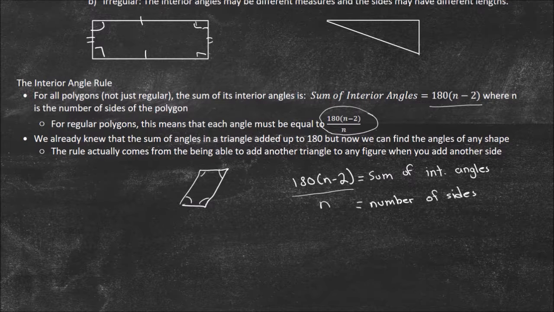This formula is not really one you need to memorize, you just need to think it through. This is the one you've got to memorize: sum of interior angles equals 180 times n minus 2. We already knew the sum of the angles in a triangle has to add up to 180, and that's where we start this whole formula. And so now you can find the angles of any shape. The rule actually comes from being able to add another triangle to any figure when you add another side. Let me show you what I mean by that.